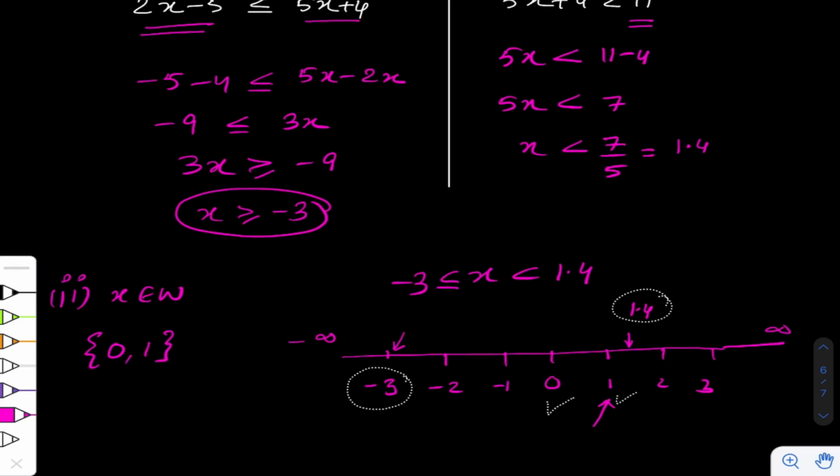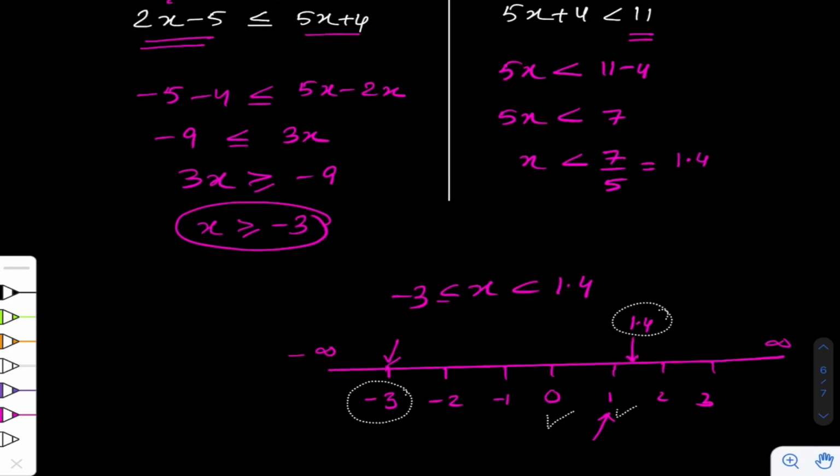Now come to the third part of the question. Third part is x belongs to integers, and you know integers contain negative numbers also. So what should be the solution set? Minus 3 will come, minus 2 will come, minus 1 will come, 0 and 1 also will come.